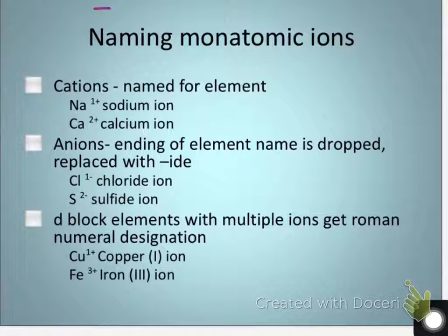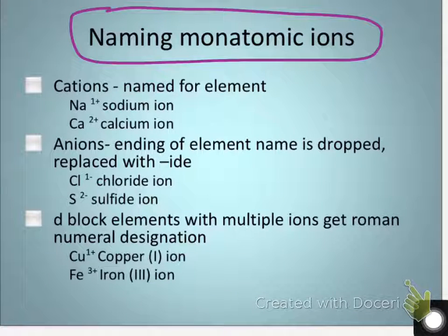Okay, naming. In order to name ionic compounds, we have to know how to name ions. And it's pretty easy. If it's a positive, it's just got the name of the element with the word ion after it. Sodium makes a sodium ion. Calcium makes a calcium ion. Magnesium makes a magnesium ion.